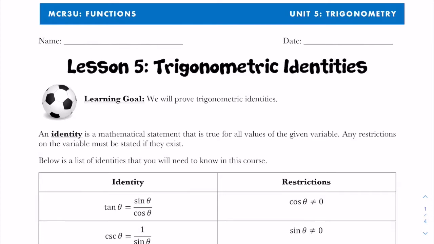Hello everyone and welcome to lesson number 5, Trigonometric Identities. Just a warning before we get started, I personally do think this is the most difficult lesson in the entire course. And for those of you who like a challenge, you're going to be pleasantly surprised. Here we go.